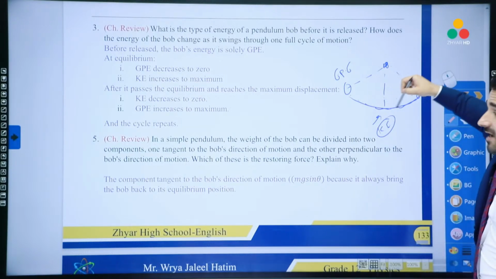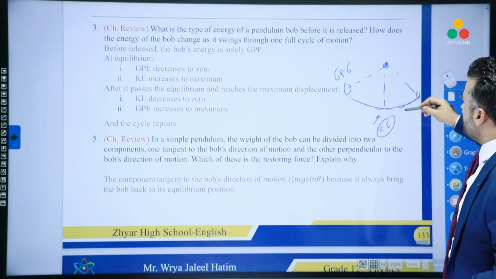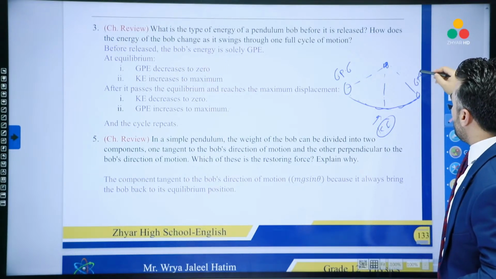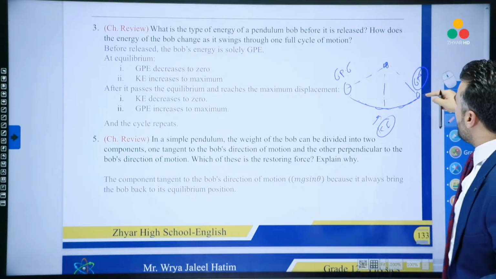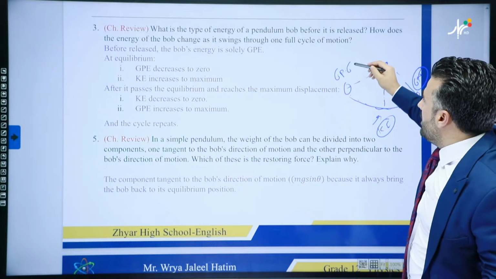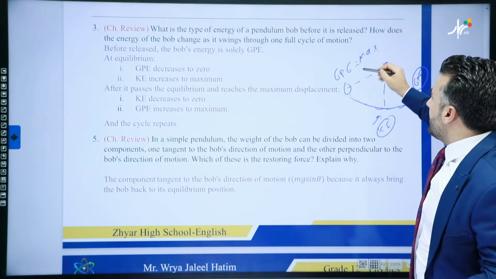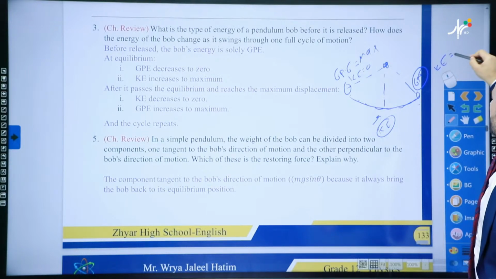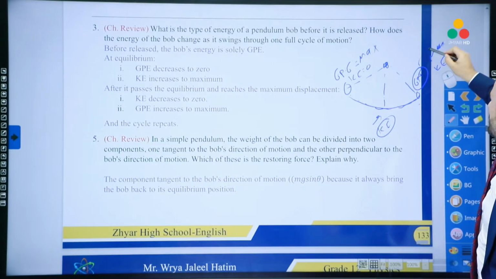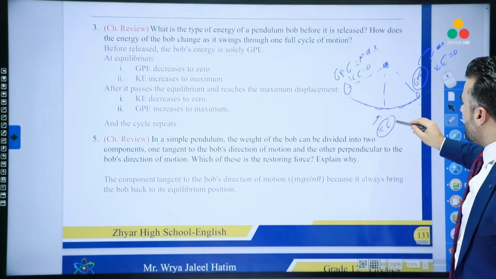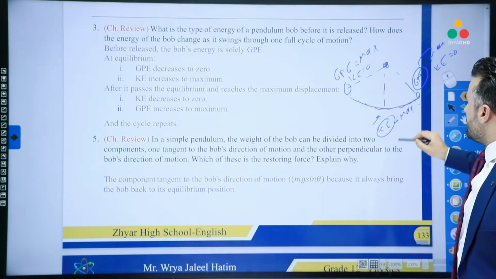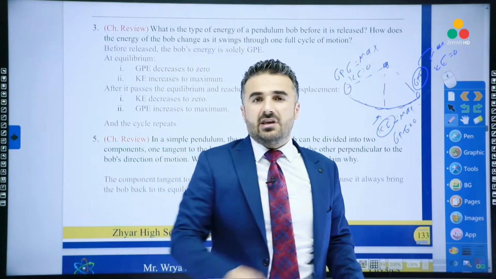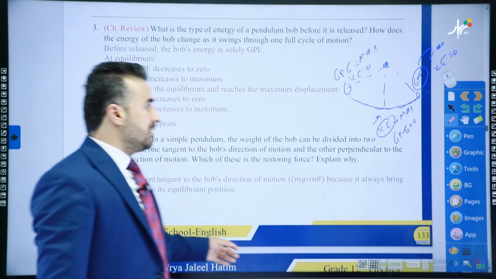Then, after it passes through the equilibrium, kinetic decreases, gravitational potential energy increases until gravitational potential energy becomes maximum here and kinetic becomes 0 here. So this would be max, kinetic would be 0. Here kinetic is 0. Again, this is max GPE. And then here kinetic energy is max, but GPE, gravitational potential energy, is 0. So this is how the energy is exchanging between these two.